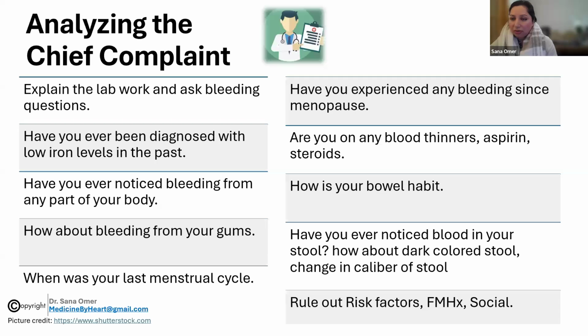Are you having any troubles in your bowel habit? And she might say, oh yeah, I do feel bloated sometimes, and I think my bowel habit has changed. Okay, so have you ever seen any blood in your stools? No, no, doctor, no blood in stools. Have you ever seen dark colored stools or clay colored stools? No, doctor, I've never seen that. Or maybe I just didn't notice. I don't like to look at my poop.